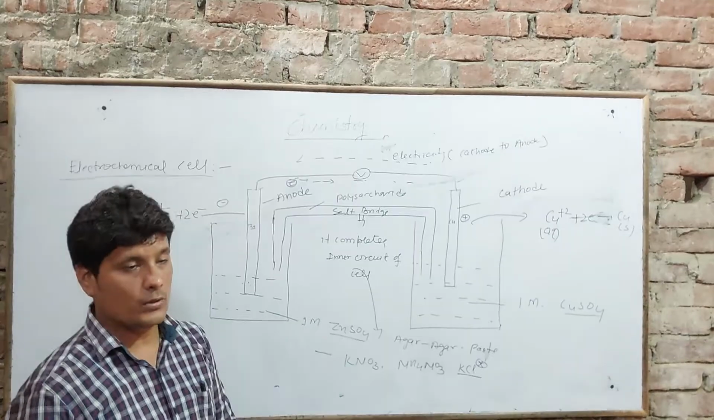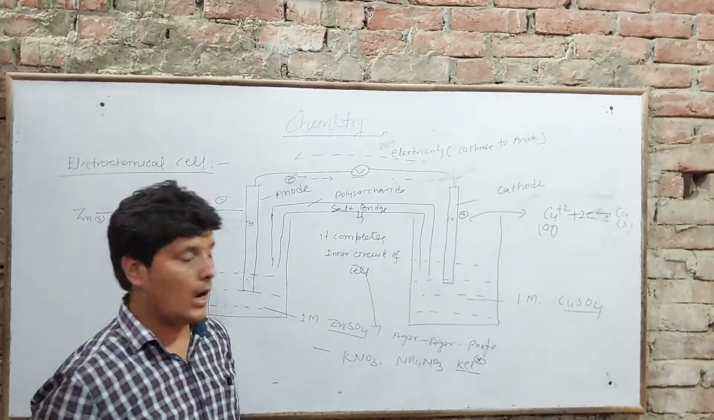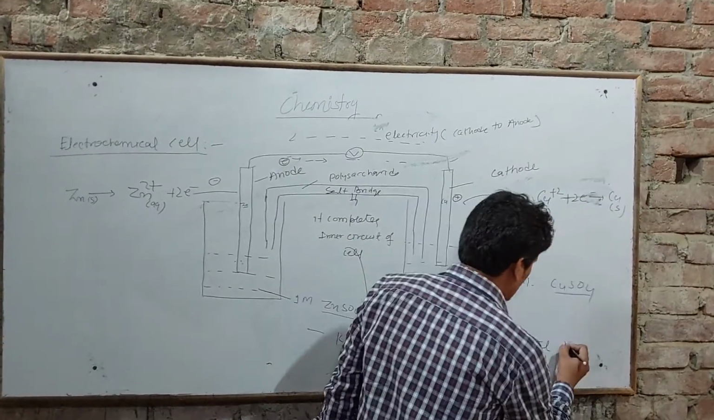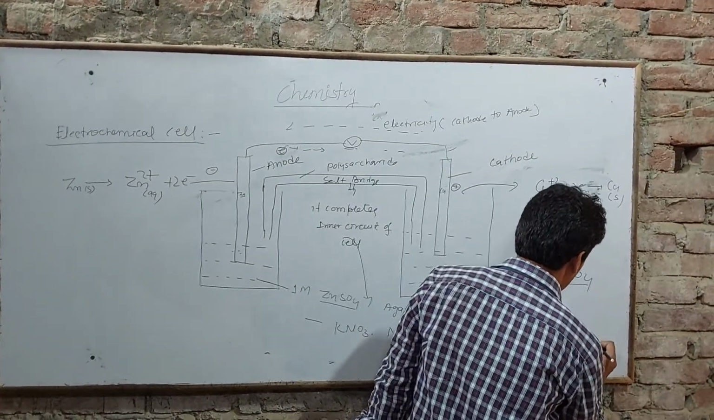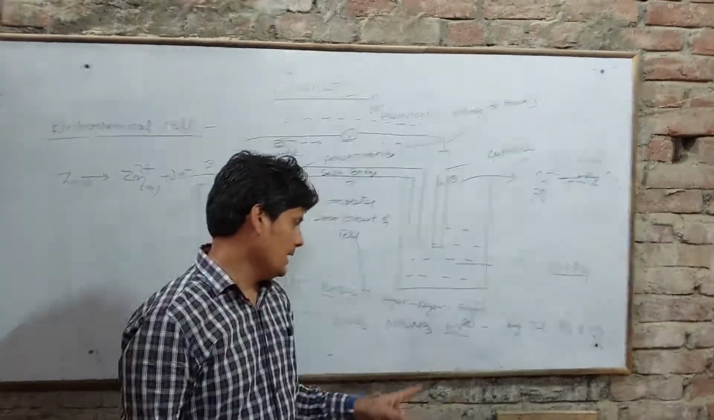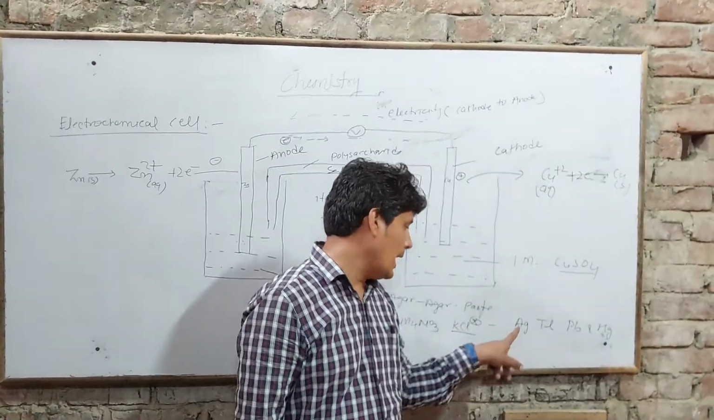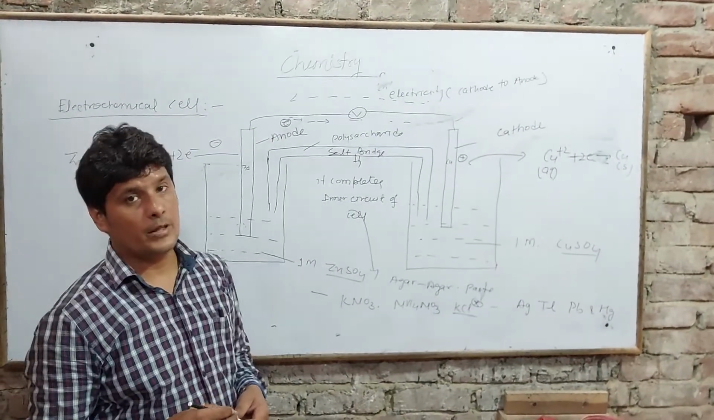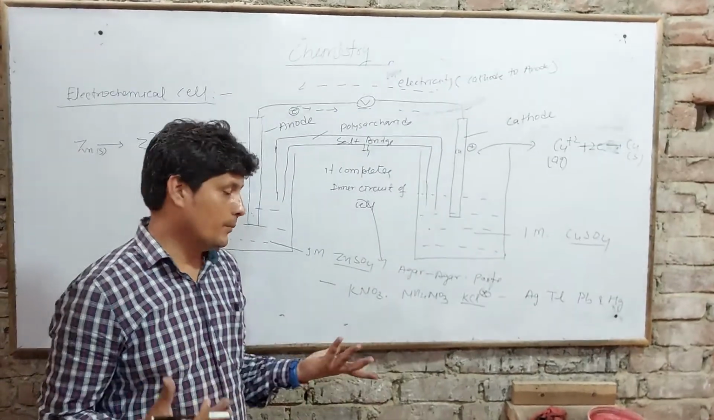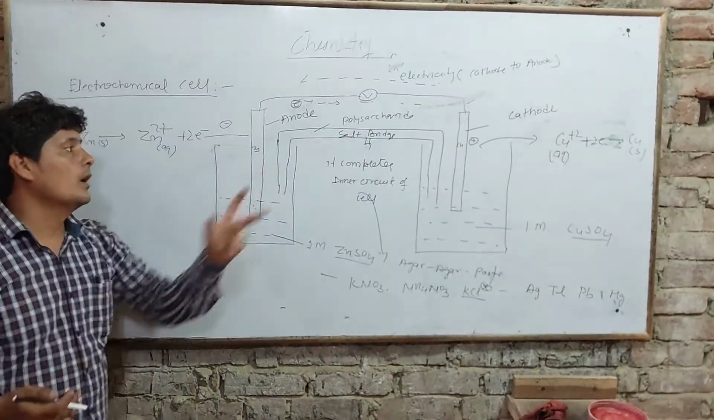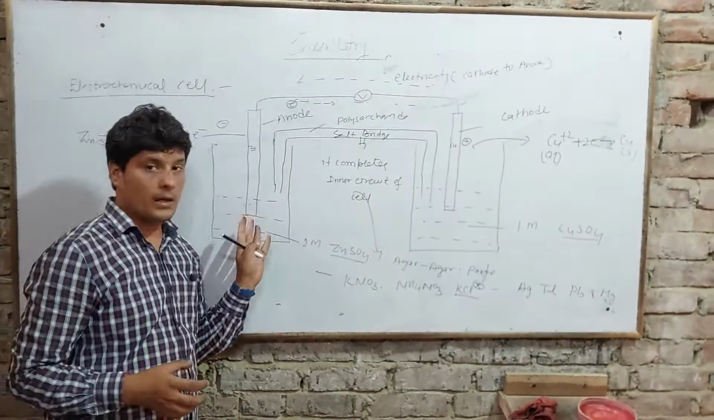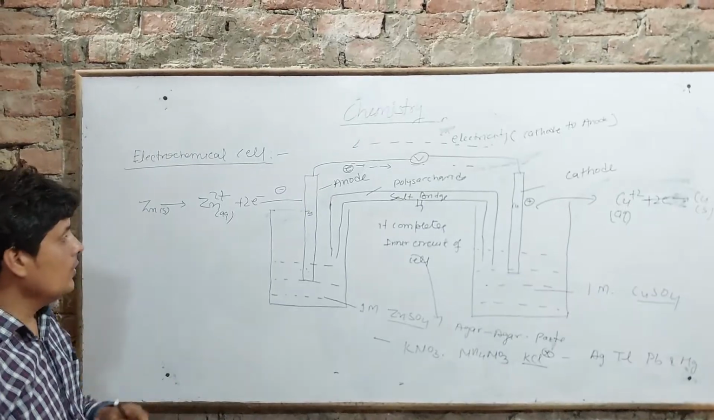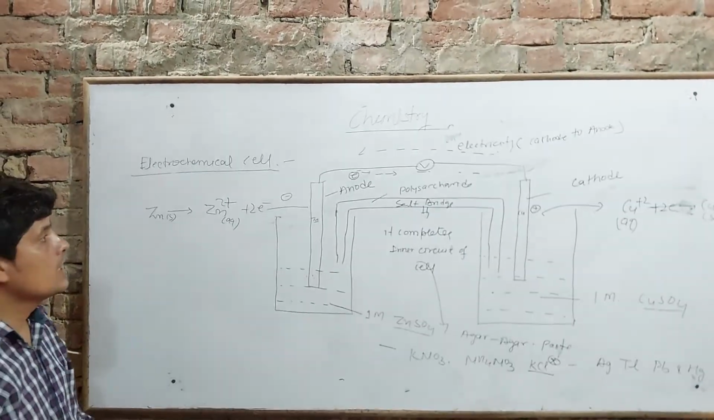KCl cannot be used when electrodes are of Ag, lead and mercury, because when KCl is used along with Ag, lead and mercury, it forms precipitate and the cell reaction becomes invalid. Another work of the salt bridge is to maintain electrical neutrality in both cells of the reaction. Now we are going to discuss the cell reaction.